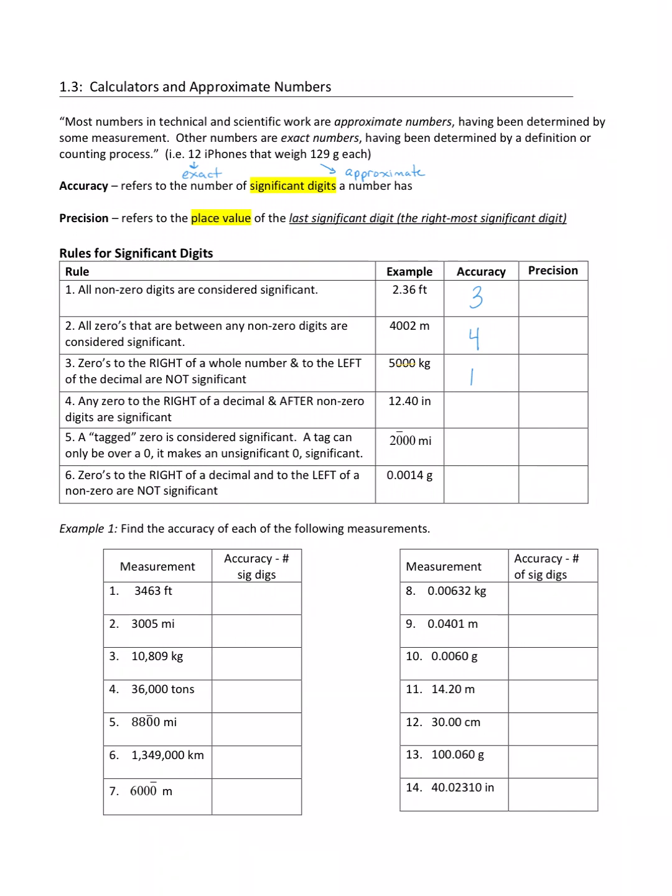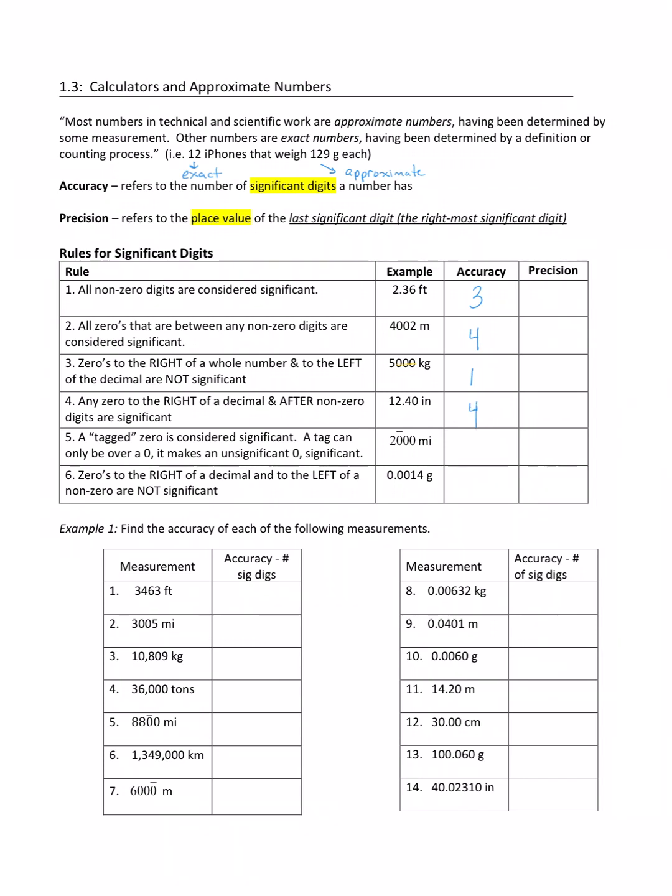Now, slightly differently, number 4 is 12.40. So notice how we have a 0 at the end, just like we did previously, but the big difference is there's a decimal here. If there's a decimal and you have a 0 at the end, it is considered significant. So just like we said before, if you have something significant in the front, something significant in the back, we count everything up. So this would be 4 sig digs.